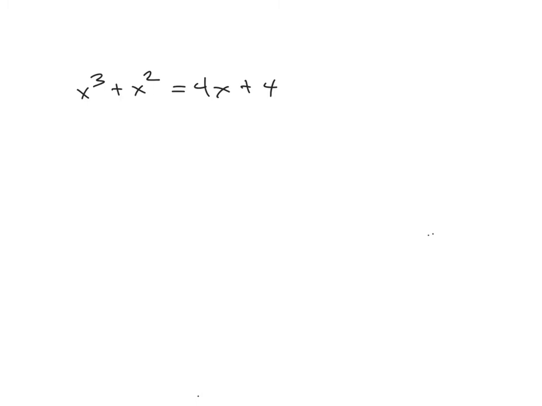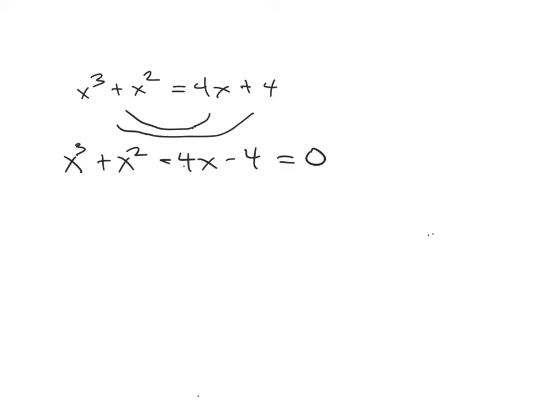All right, the last problem here. This problem is not set equal to 0, so that's the first thing that I'm going to do. I'm going to move the 4x over to this side and the 4 over to this side. So I have x cubed plus x minus 4x minus 4 equal to 0.